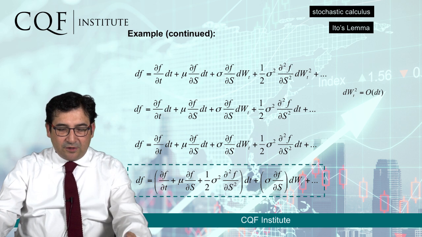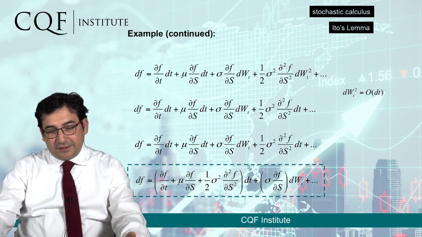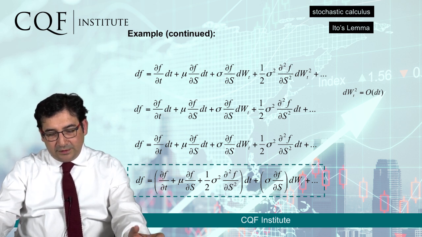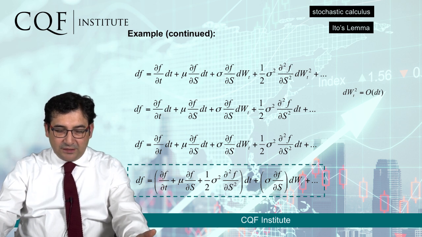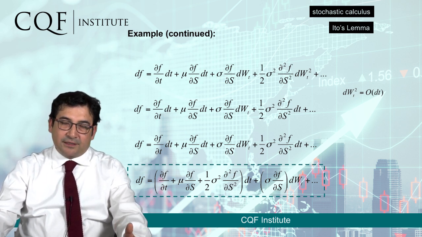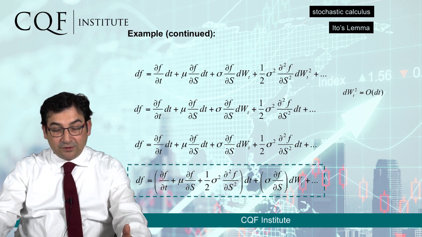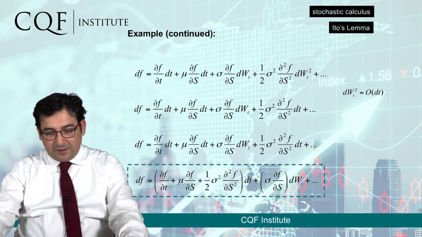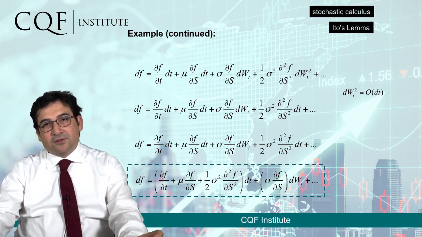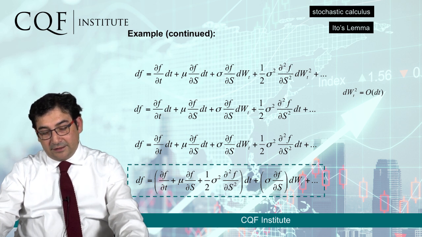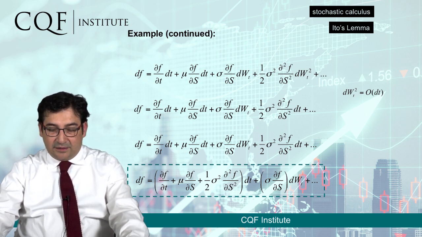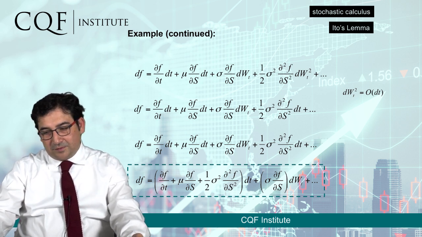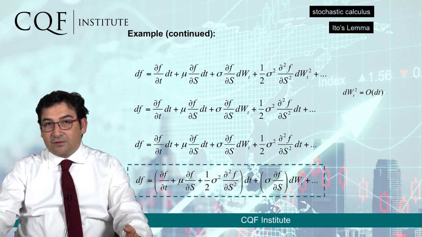a new representation of this variation in df. And this variation in df can be related to the derivatives of the function: the derivative with respect to time, the derivative with respect to the underlying, and the second derivative with respect to the underlying. These can be grouped in terms of the increment in time, dt, and the increment in the Wiener process, that is the stochastic part of the problem. The solution of our problem then is this one.